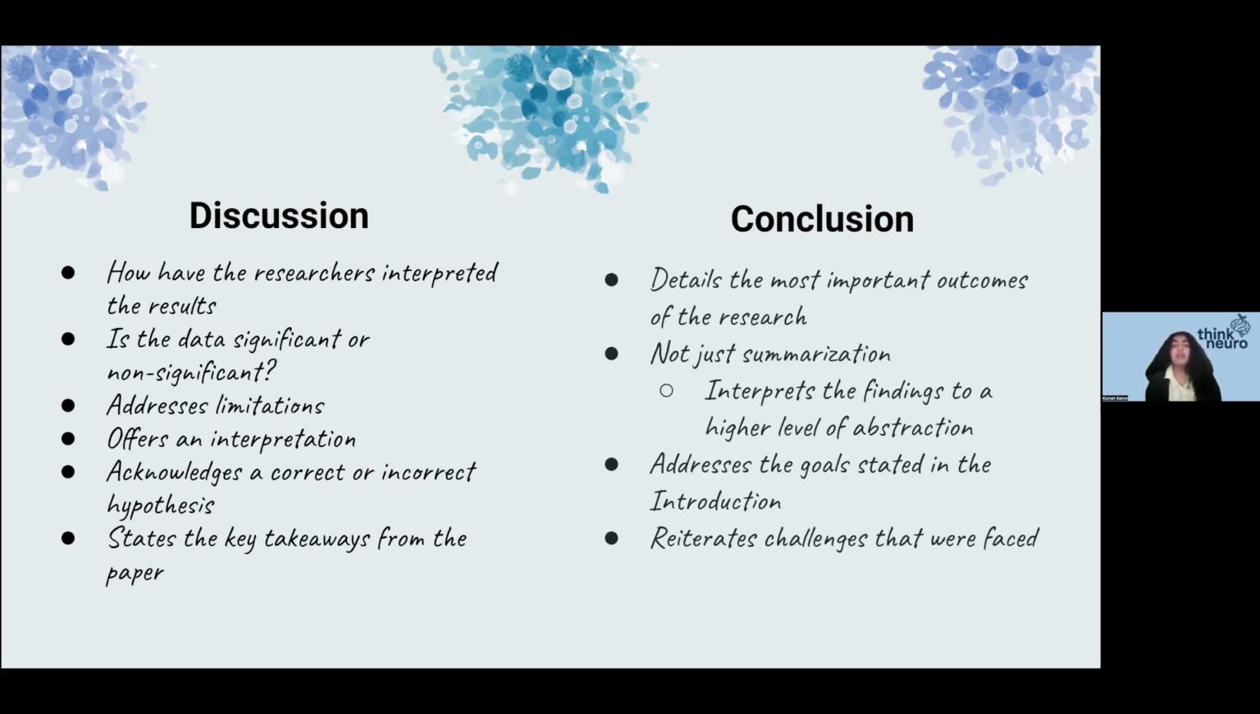So with the discussion, this is where the researchers actually offer up their interpretation, where they offer up their opinion, that is, is their data significant or is it non-significant? It starts to address any limitations that the research may have, and it acknowledges whether their hypothesis was accurate or not. Then lastly, the conclusion is not just a summary of everything. It instead interprets the findings to a higher level of abstraction. And what that means is that they try to see what are the implications of the research that they have done overall. And it goes over the challenges that people may have faced.